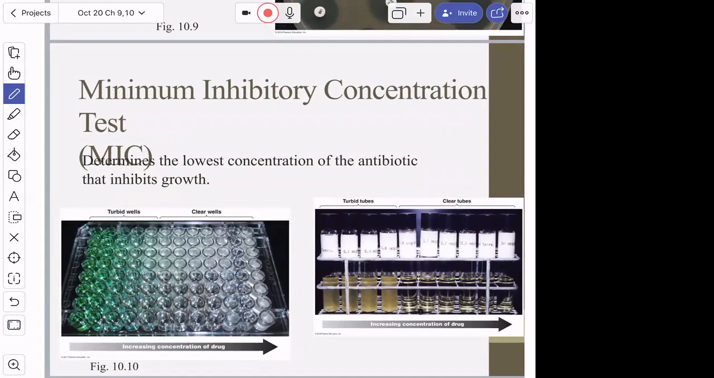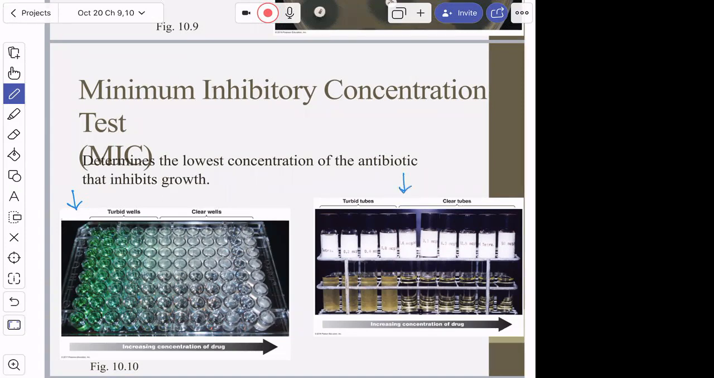So sorry, I have some overlapping letters here. So the minimum inhibitory concentration test, we abbreviate that and call it the MIC test. And typically, if you were screening a lot of different organisms and different concentrations, you might do that in a 96 well plate and have some kind of a plate reader read your results. But it's a little bit easier to know what's going on if you did this in test tubes.